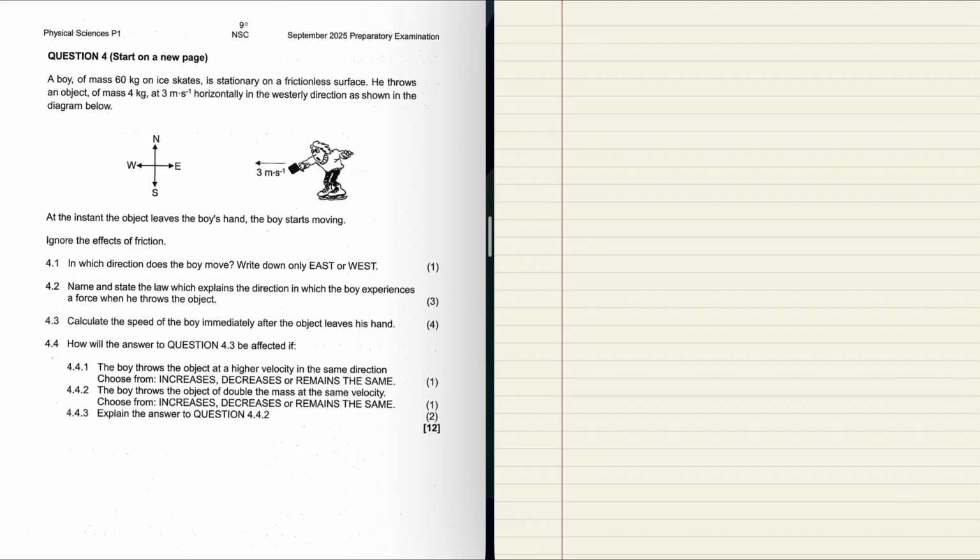Question 4.1, in which direction does the boy move? Right only, east or west? So if the object is going to move to the west, it means that the boy is going to move to the east, right? Question 4.2, name and state the law which explains the direction in which the boy experiences a force when he throws the object. So this is going to be Newton's third law.